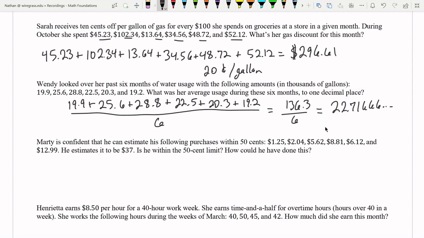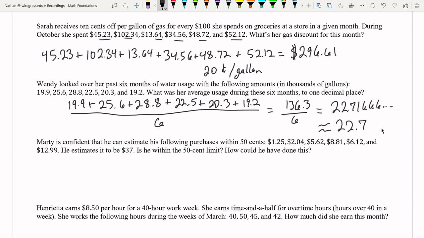So rounding to 1 place gives me, and I'm going to use this approximation, that's what I should be using, because this is not going to be equal to my rounded answer. It's approximately equal. It's going to be 22.7 thousands of gallons, right? That's what the answer is going to be in.